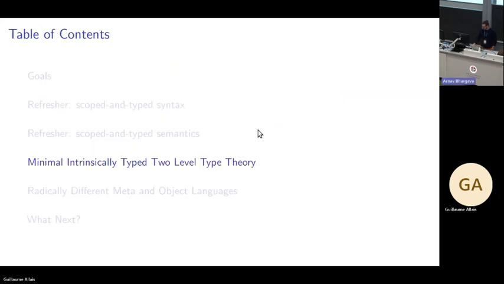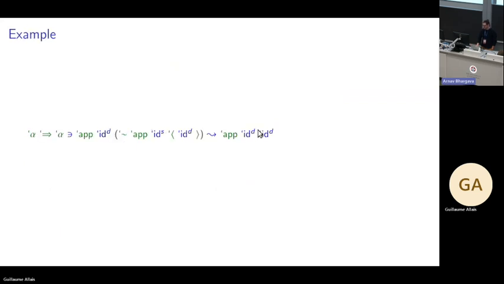Should I do the? I mean, we can see a little bit of it. Right. So what about the two-level type theory? Well, it will be mostly the same. There will just be something slightly different. So here I'm showing you an example.